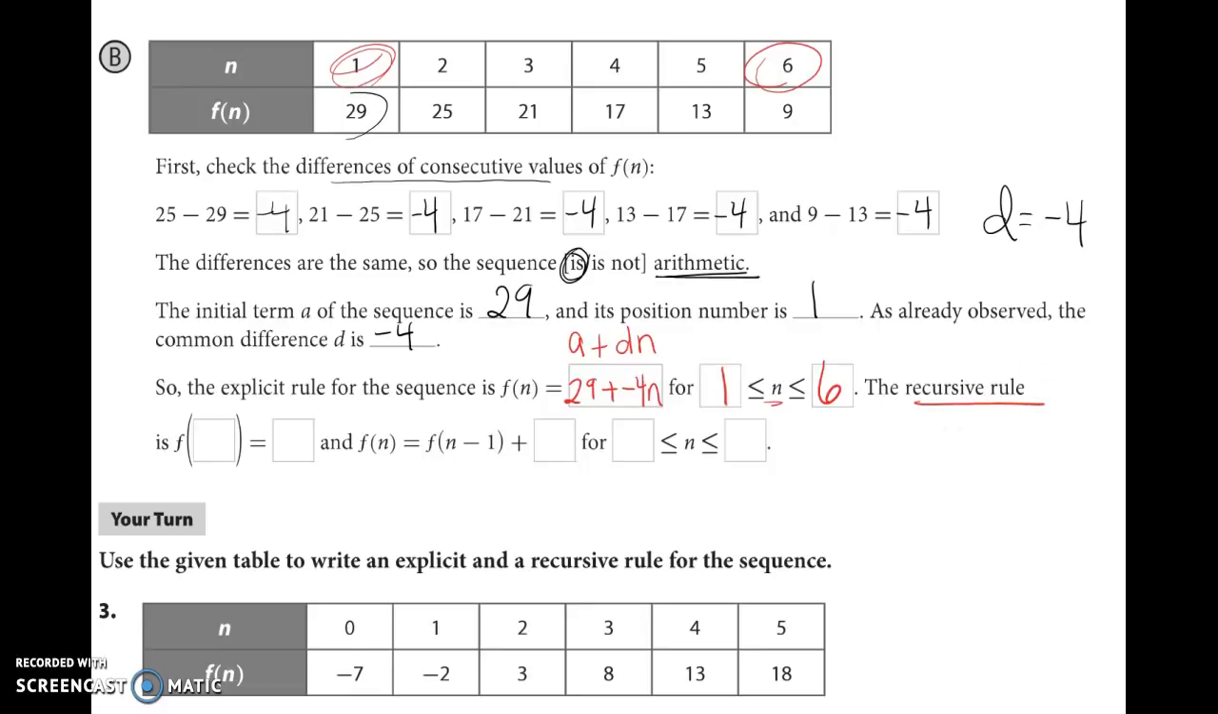Now, for the recursive rule, remember our recursive rule is always f sub n, or f of n, equals f of n minus 1 plus your common difference. But with the recursive rule, you have to have the second part: what your initial term is. So what is our initial term? Our initial term is f of 1 equals 29. Our first term is 29. And then plugging in your common difference here, for when n is from 1 to 6.